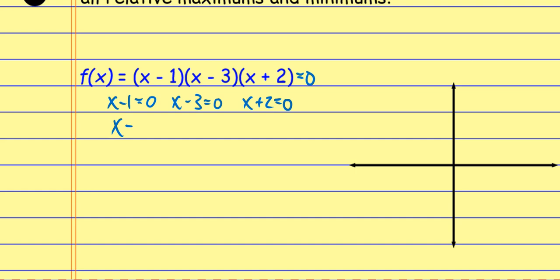And I solve each here. This one I would add the 1. Here I would add the 3. And here I would subtract the 2. So I get these ordered pairs: (1, 0), (3, 0), and (-2, 0).